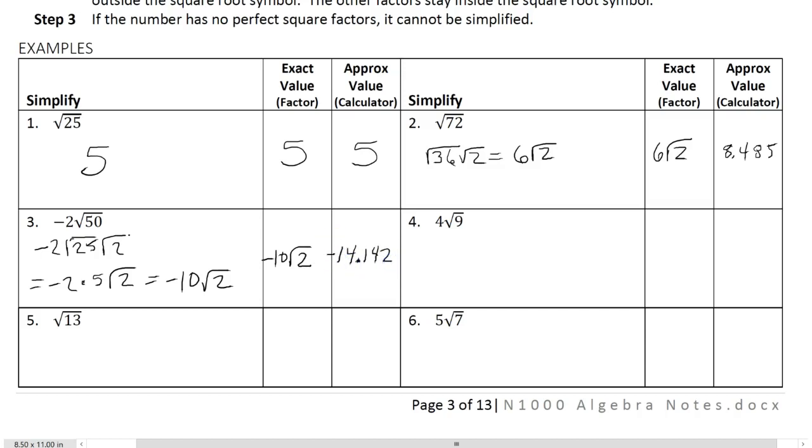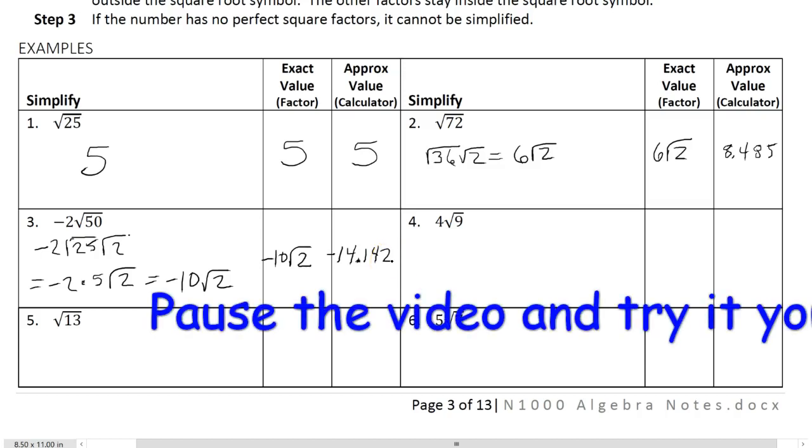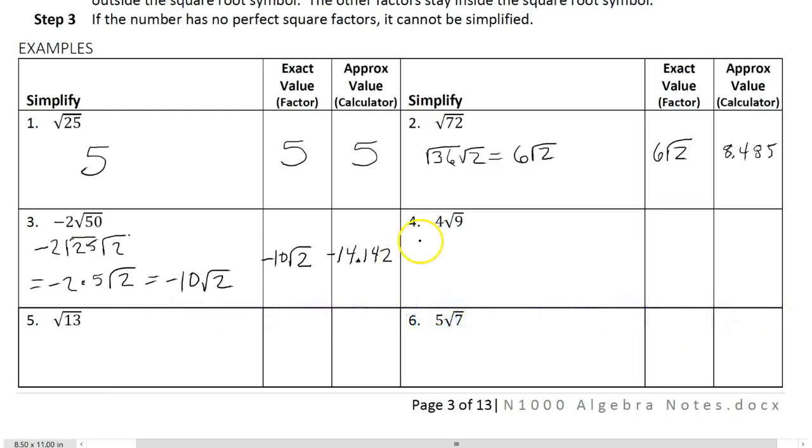Now pause the video and try the next one yourself. Now that you have tried it, check your work. Leave the 4 on the outside. The square root of 9 is 3. 4 times 3 is 12. Since this answer is a rational answer, the calculator gives the same answer.